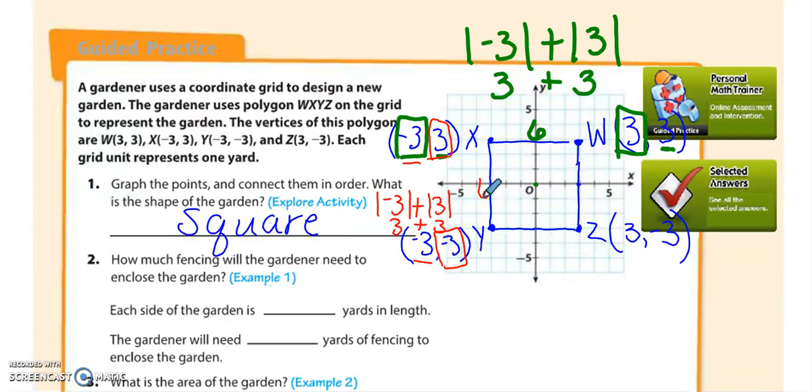All right, I'm going to give you a second. Pause the video, and I would like you to figure out the distance between Y and Z using absolute value, and also figure out the distance between W and Z using the absolute value.